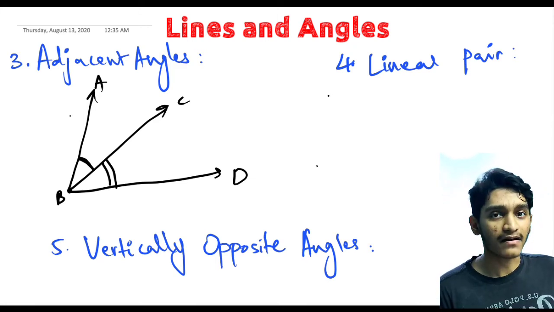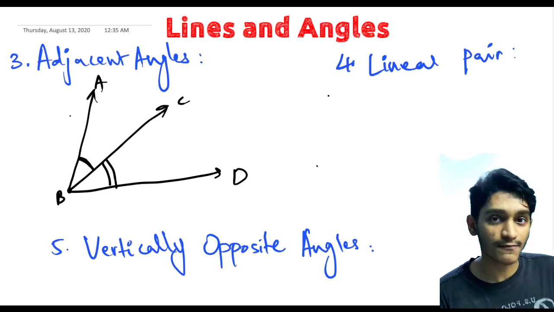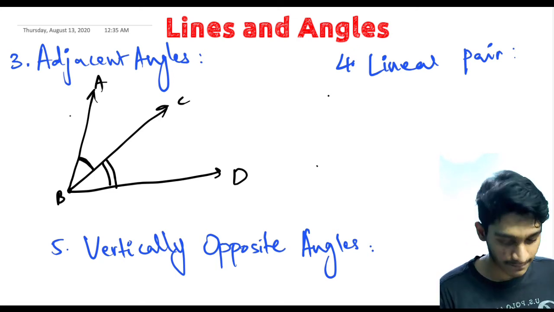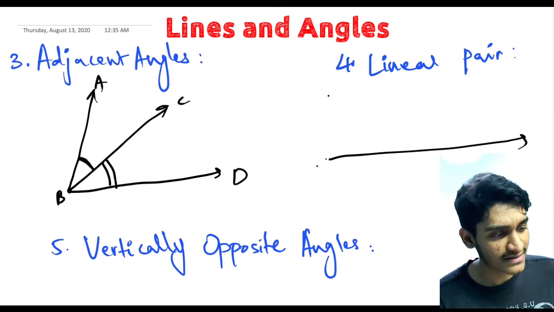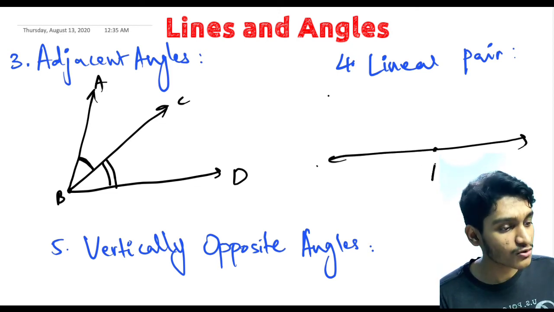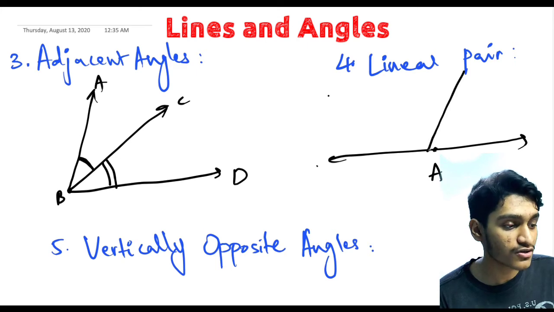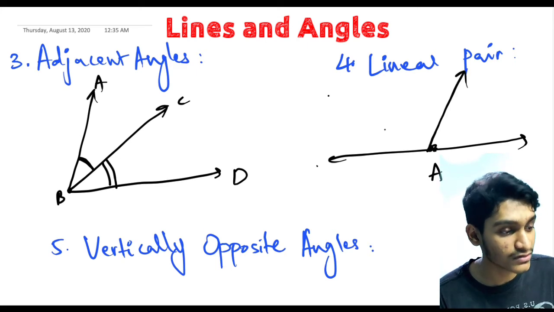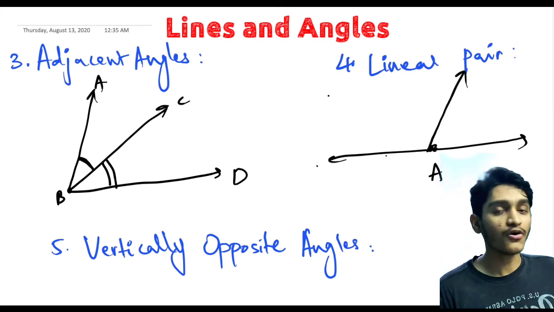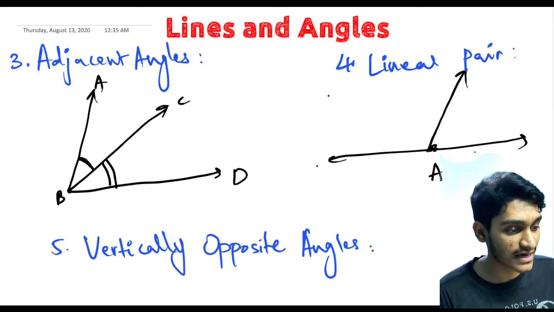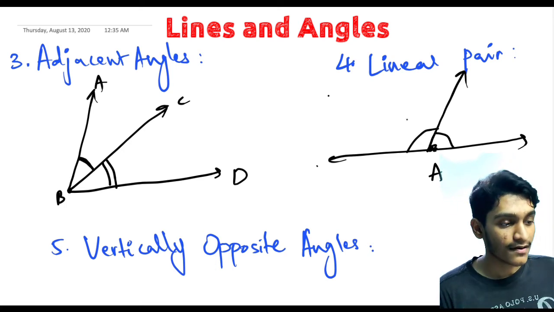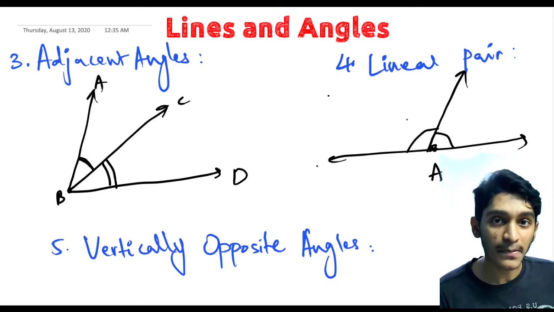So linear pair is the fourth type or the fourth property. What is a linear pair? A linear pair is when you take a straight line something like this, and you take a point over here which is A, and you draw a line something like this using that vertex A. Now you can clearly see that I have a straight line, and I have divided that line into two angles. So this 180 degrees is divided into two angles. These two angles are called the linear pair.